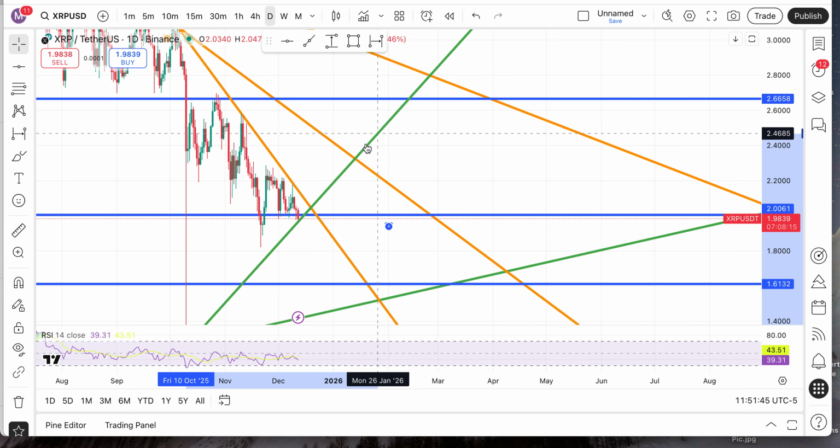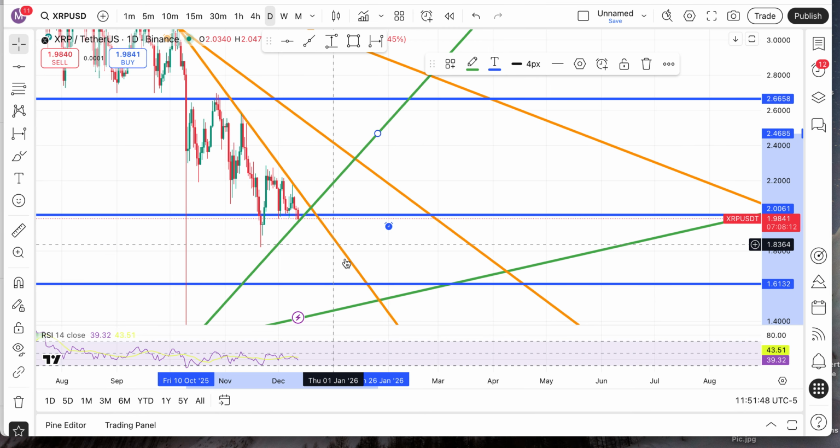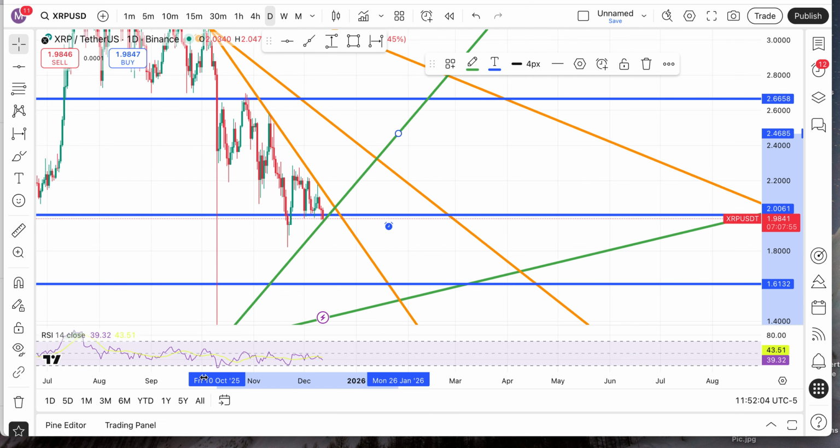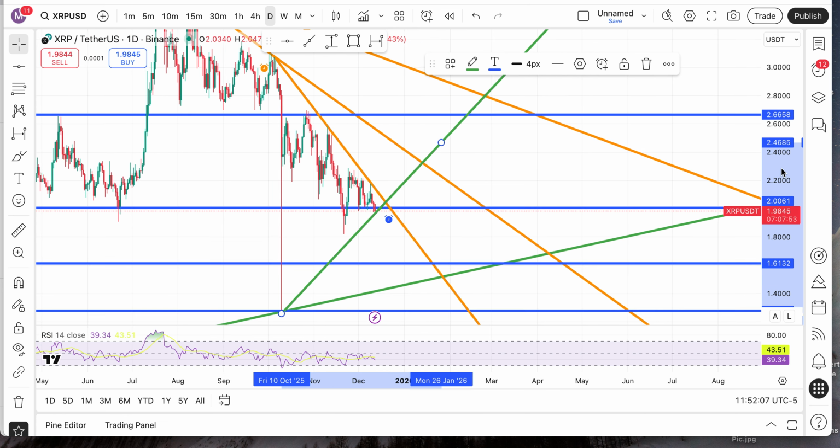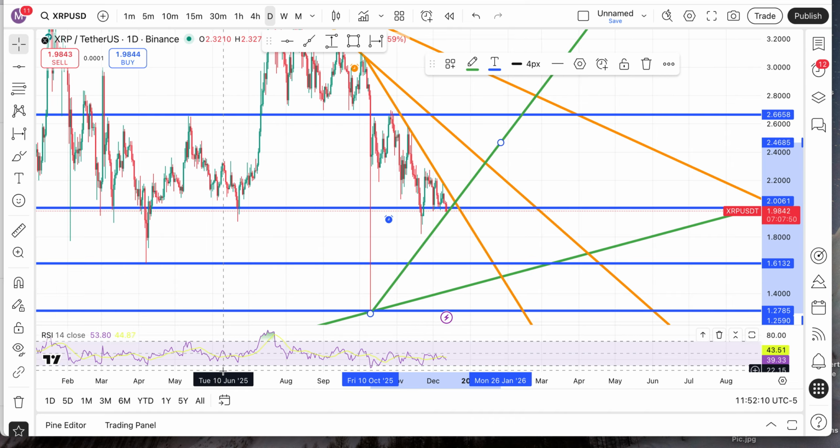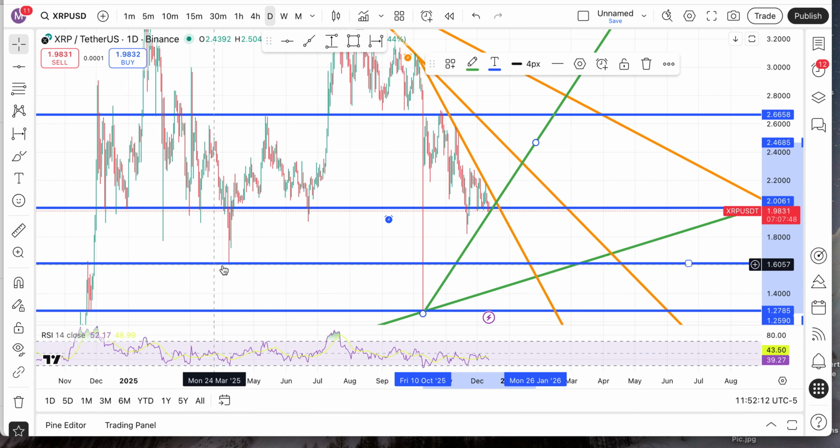And if not, if we continue going down and down and it respects this downward trend line, the next key position is going to be around the $1.60 support line right here. If we go back a couple of months, you can see that this was also a support line that was touched, and here it was a resistance line that was flipped into support. So this would be the next leg down to look out for.